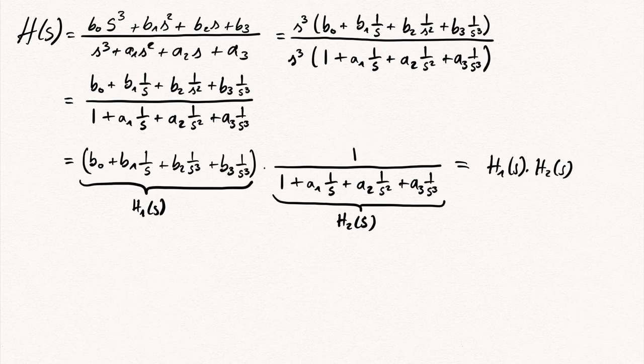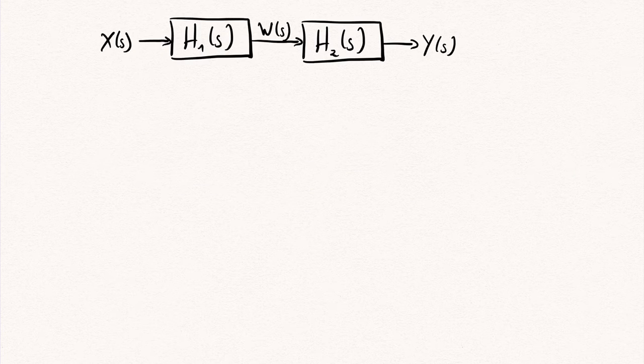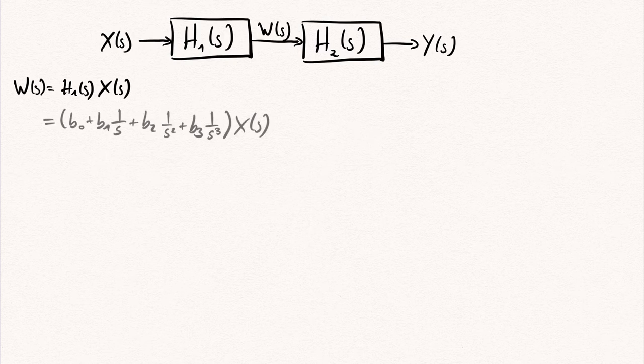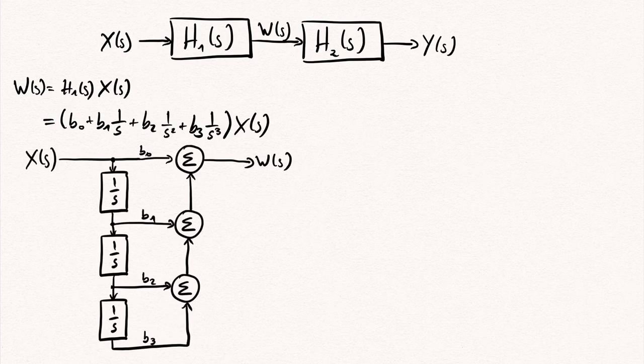This implies that our filter can be implemented or realized as a serial or cascade coupling of H1 and H2. We will start with the realization of H1(s), such that W(s) is equal to b0 plus b1 divided by s, plus b2 divided by s squared, plus b3 divided by s to the power of 3, times X(s), which can be expressed as a block diagram of this form containing 3 integrators and 3 summers.